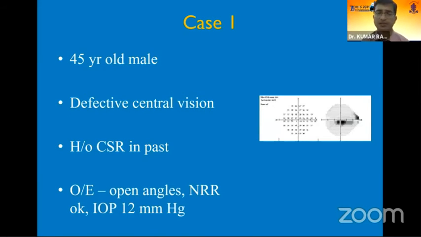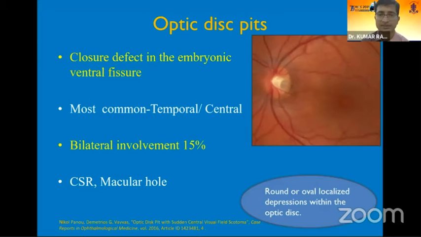So coming up with a few cases to discuss, there was a 45-year-old male who had a defective central vision, who was referred to us for glaucoma evaluation, and he had CSR in the past. When we saw his perimetry, there were some telltale signs of early glaucoma changes, typically in the central part. When evaluated, he had open angles, not much of glaucoma signs. But when we saw the disc, we saw that there is a typical area of depression close to the center. And this was a case of optic disc pit.